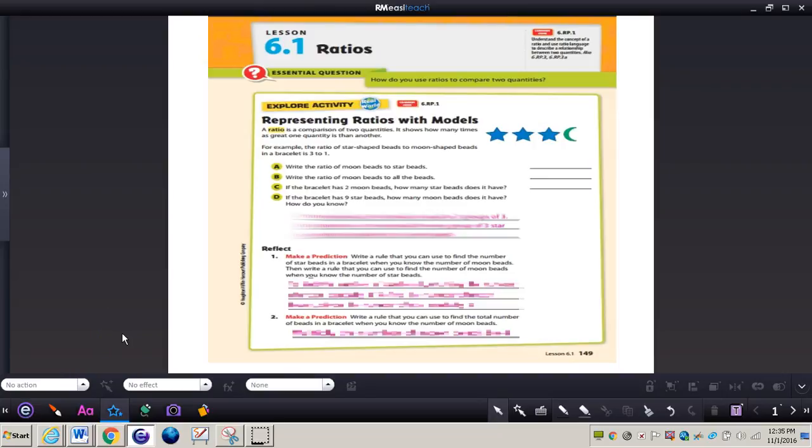In this video, we're going to be taking a look at ratios. Now you'll need to have your Go Math book out, your math journal, and a pencil. And you'll need to turn your Go Math book to page 149.